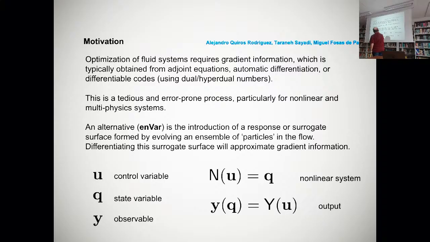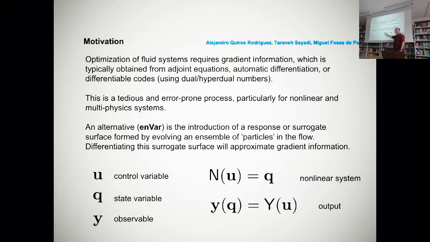So an alternative is called EnVar, and that one is ensemble variational. That one goes back to the original approach that the adjoint actually replaced. With the adjoint, you only calculate once backwards to avoid many forward solutions, right? But now we're going back to the forward solutions. So we take agents, particles, that we move forward through the system. We have control variables, state variables, and observables. So what we do is we link the control input to the observables that we have directly through any nonlinear state.